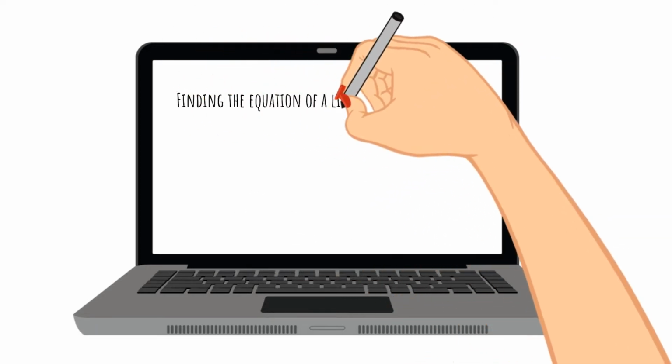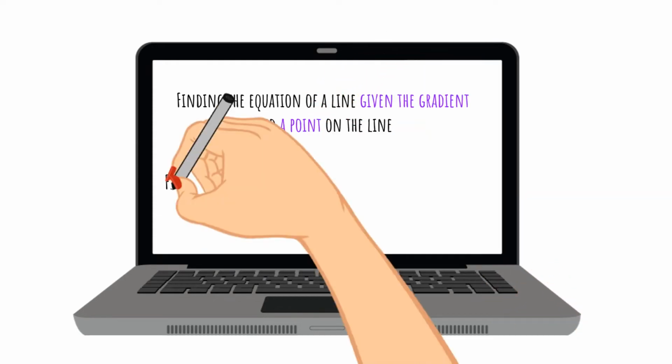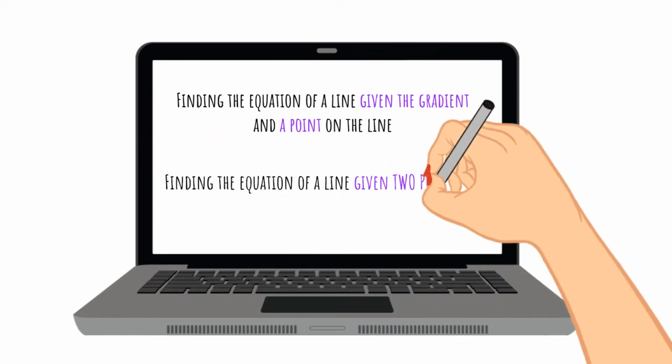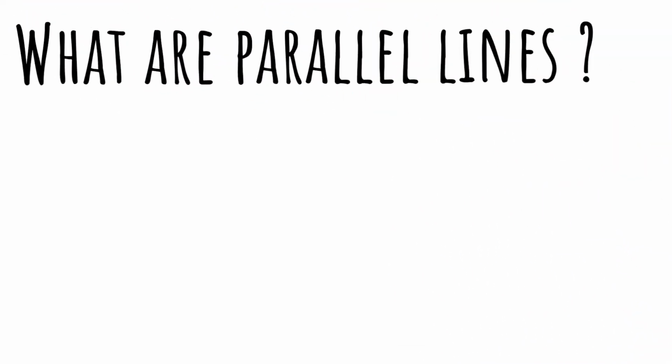And we looked at solving problems by either finding the equation of a line given the gradient and a point on that line, or finding the equation of a line given 2 points on that line. You need to make sure you're happy with all of that before you move on to the content of this video. So what are parallel lines then?